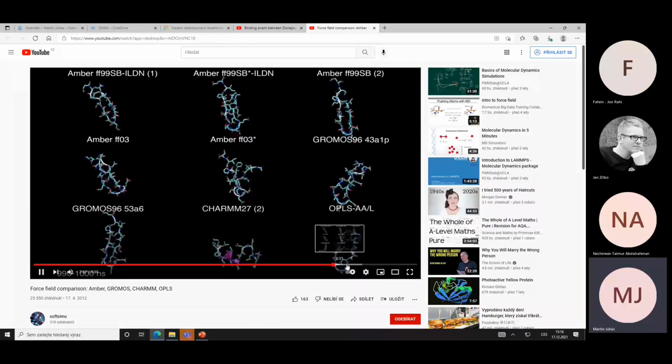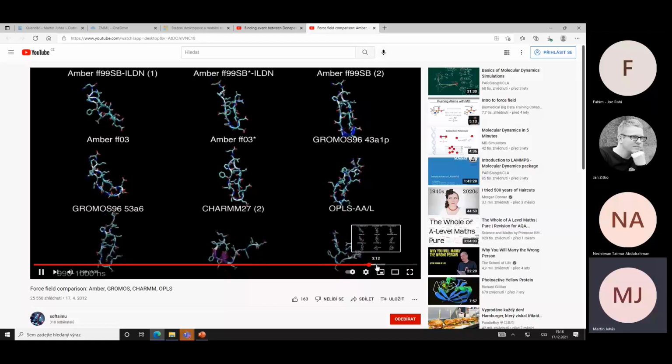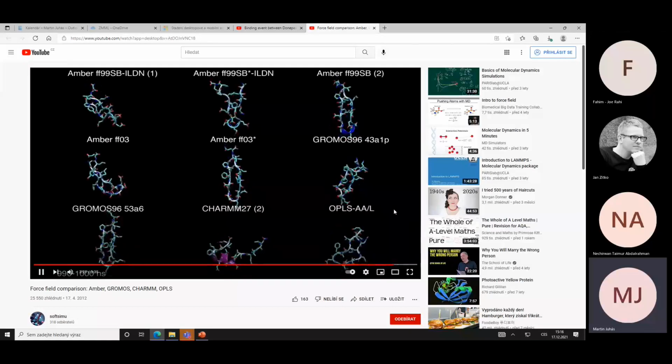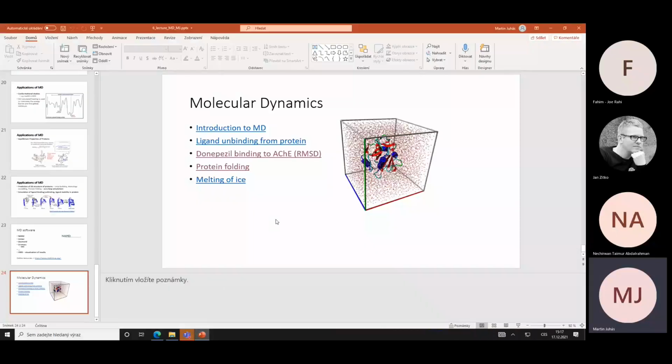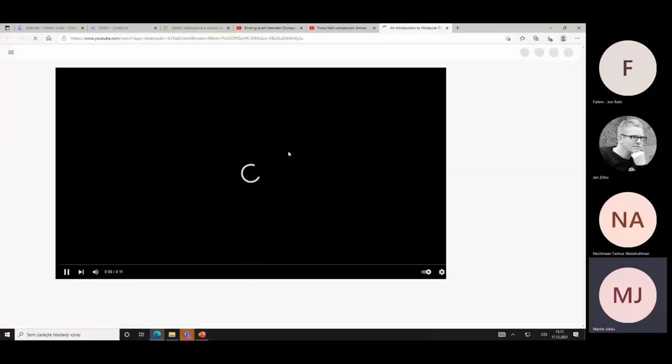And so if we get to one of the final steps, you can see that, for example, in the CHARMM force field, this is supposed to be an alpha helix, while in AMBER, this looks completely different. And in all AMBER force fields, it looks different. So you need to be really careful about how you interpret the results of molecular dynamics simulations. Okay, we can check this introduction to molecular dynamics.